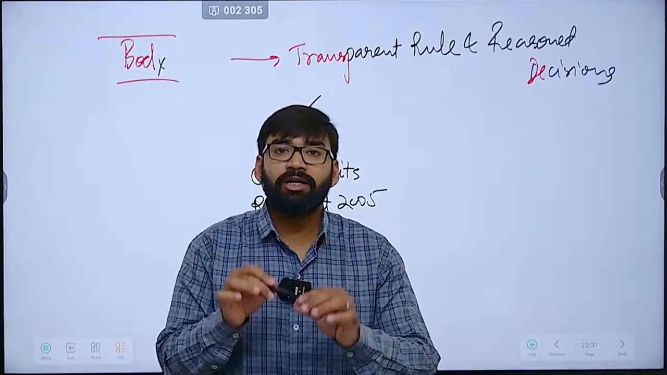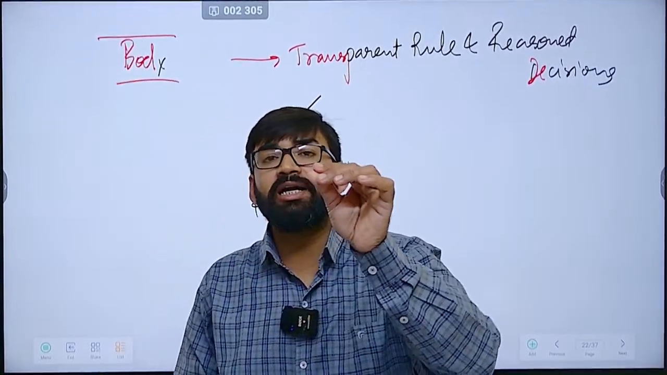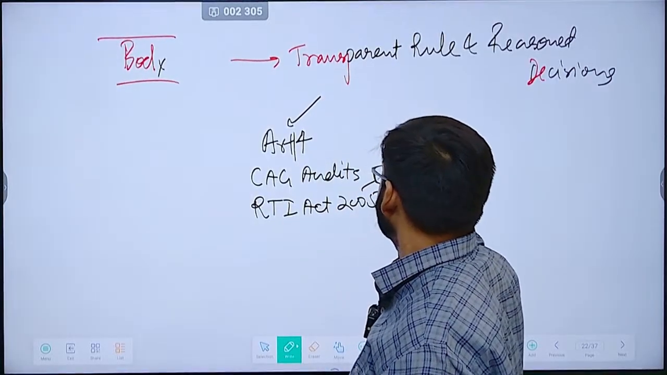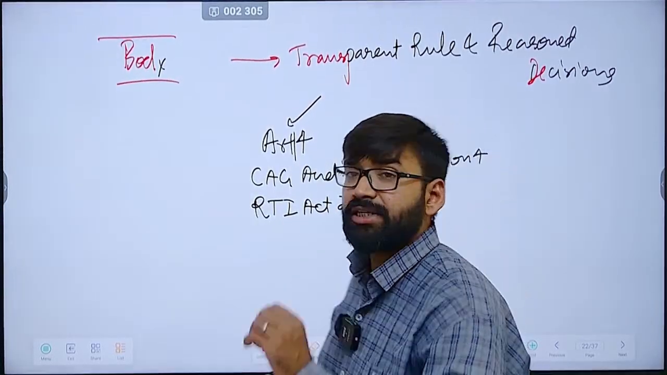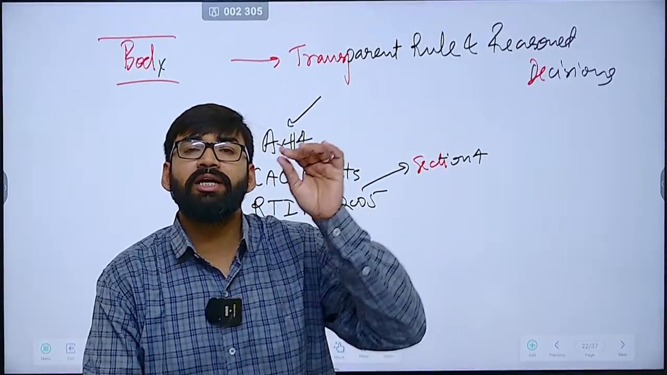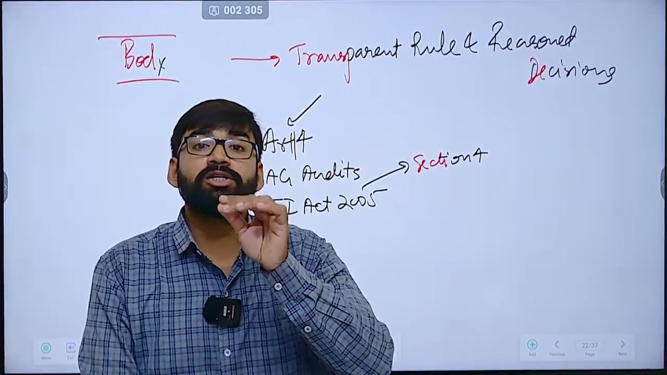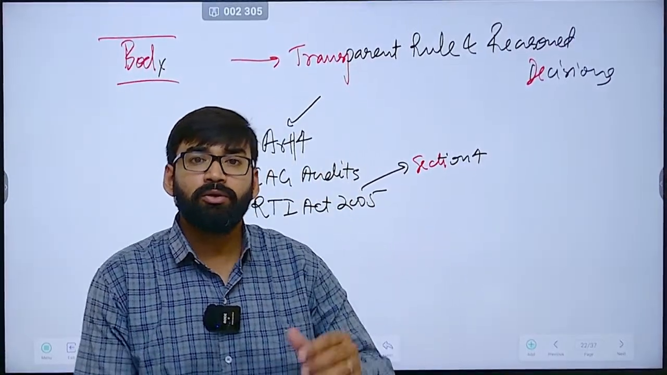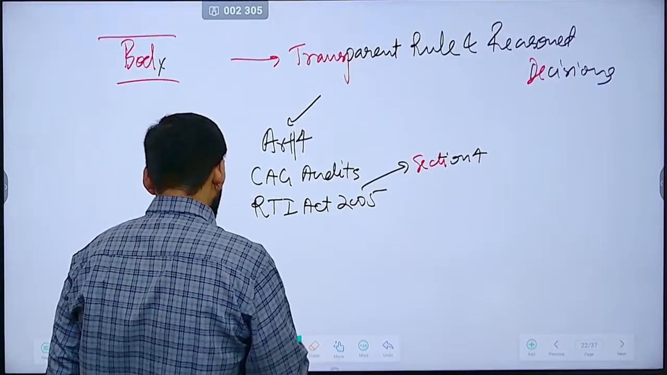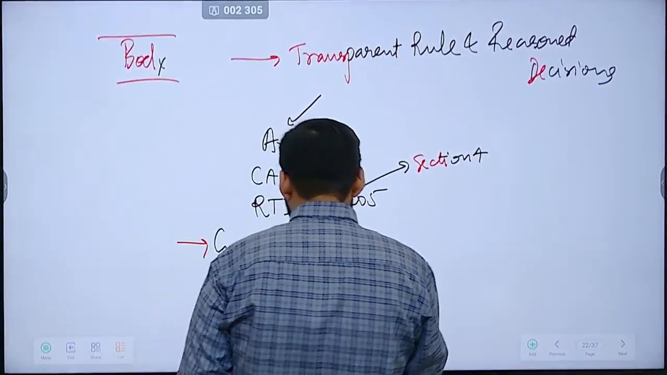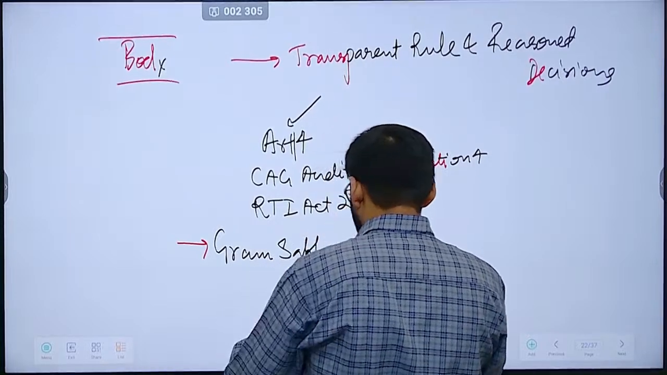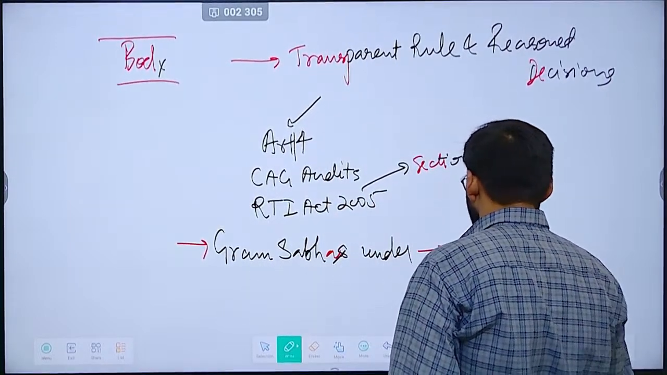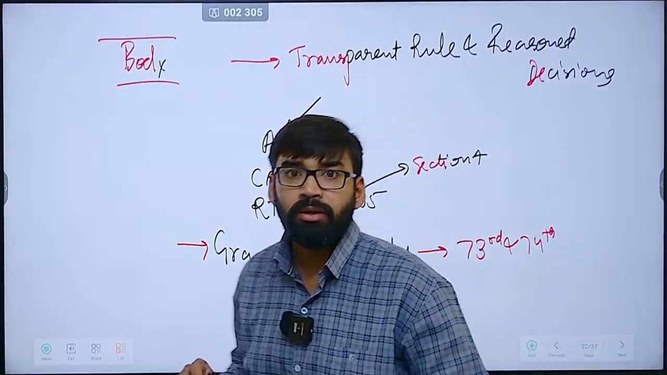Then the RTI Act 2005, you can mention the RTI Act 2005, and from it you can mention Section 4. Now why is Section 4 important? Because it enables proactive disclosure and informed participation. Clear? Then you can also mention the Gram Sabhas under the 73rd and 74th. Clear? 73rd amendment.